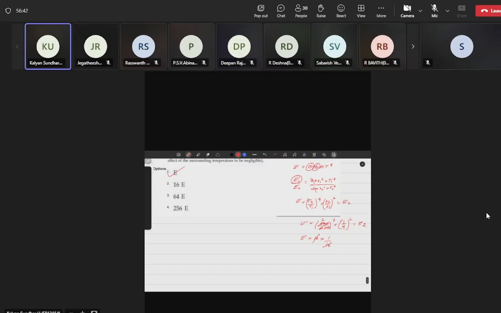Option 1, again from the same paper, same shift. Only the 11th question I'm just choosing and solving it for you.